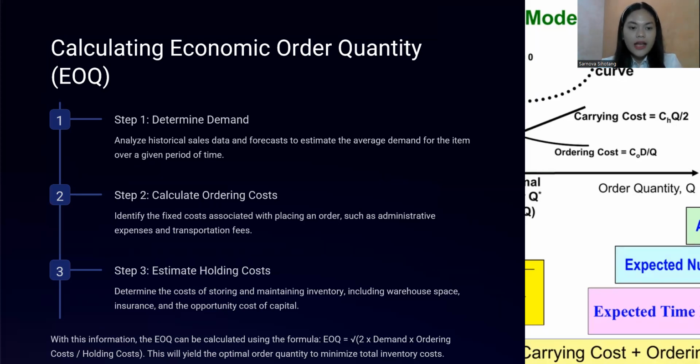Step 3. Estimate holding costs. Determine the cost of storing and maintaining inventory, including warehouse space, insurance, and the opportunity cost of capital. With this information, the EOQ can be calculated using the formula like this.